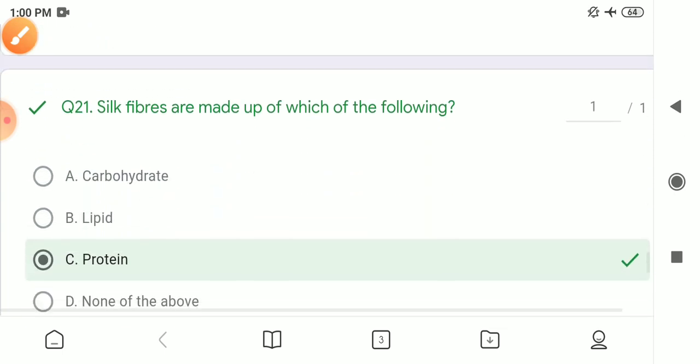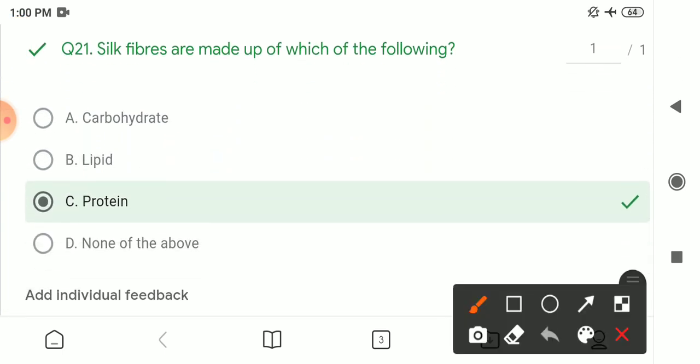Next 21st number, silk fibers are made up of which of the following? The options are carbohydrates, lipid, protein, or none of the above. So here your answer is option C, that is protein. Silk fibers are made up of protein.